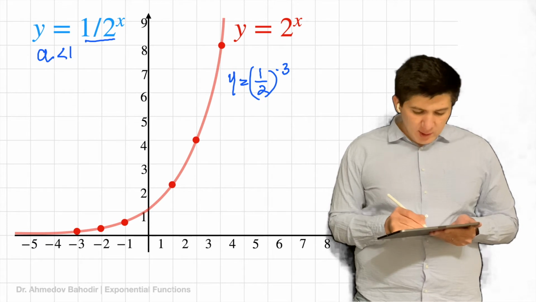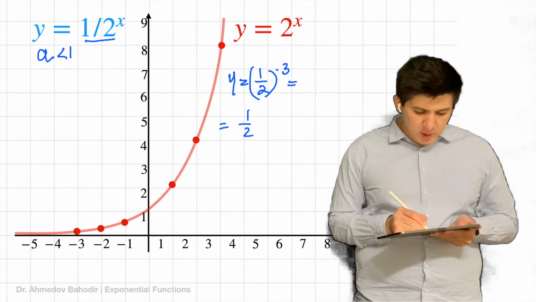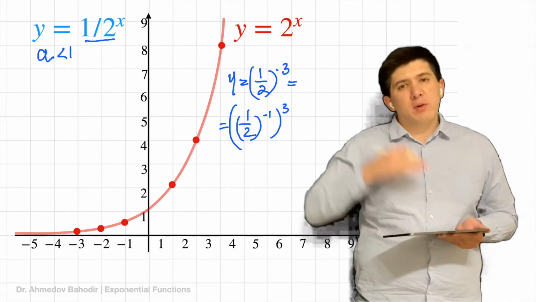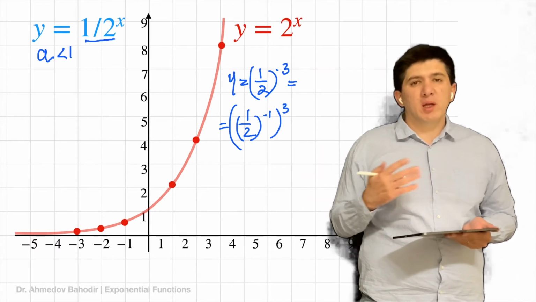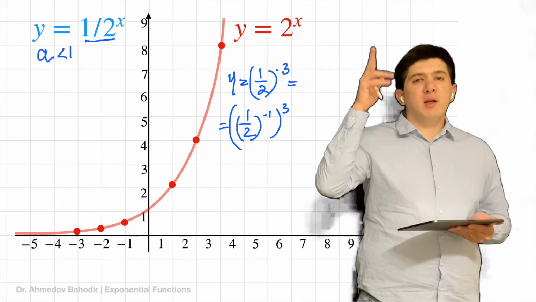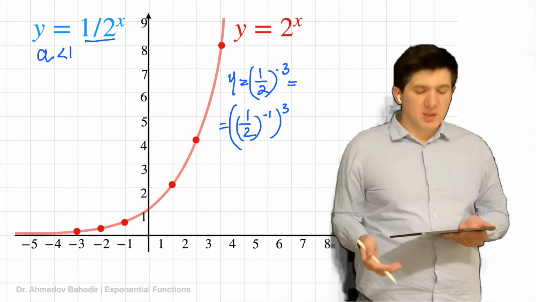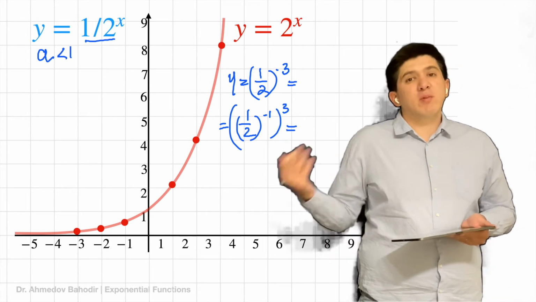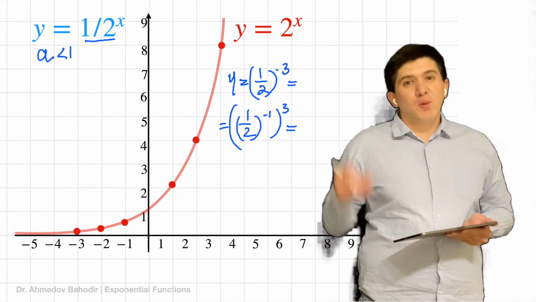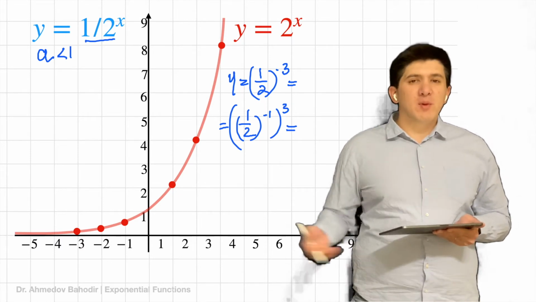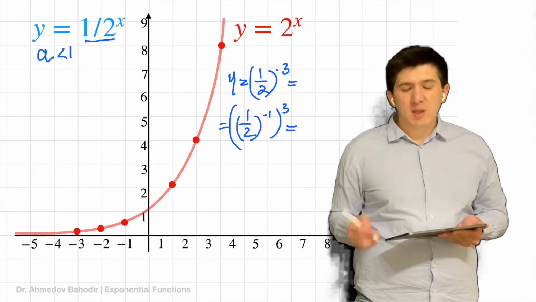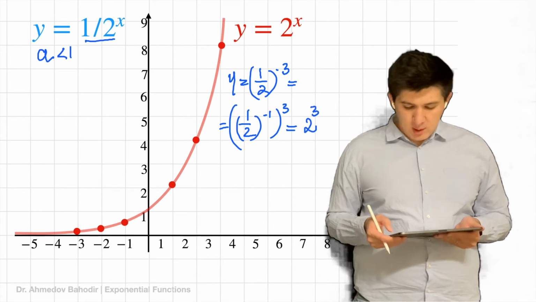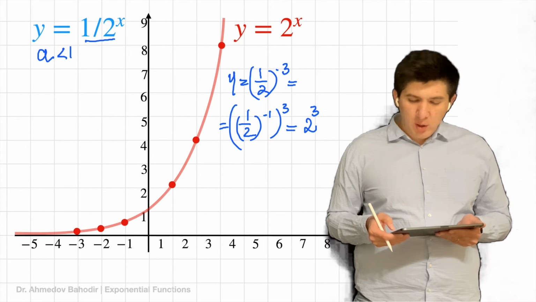In order to calculate this, we can write it as (1/2) to the power of minus 1, to the power of 3. We remember this rule of exponentials, where we multiply the powers. So (1/2) to the power of minus 1 is going to be the reciprocal of 1/2, essentially 1 over 1/2, which is simply equal to 2. So this is going to be 2 to the power of 3, which is equal to 8.